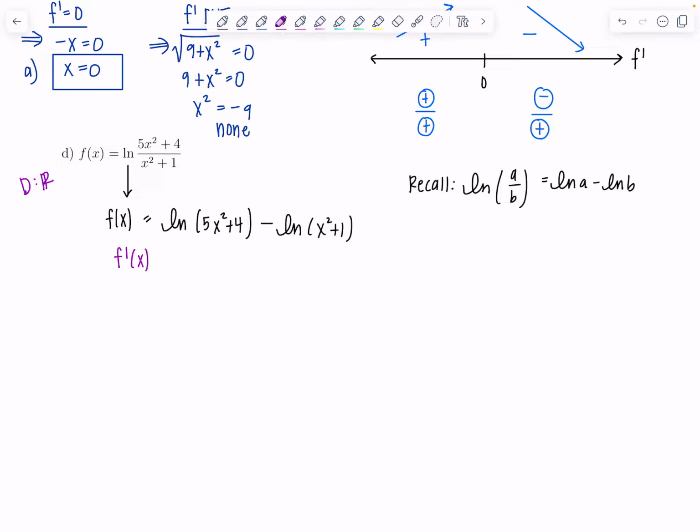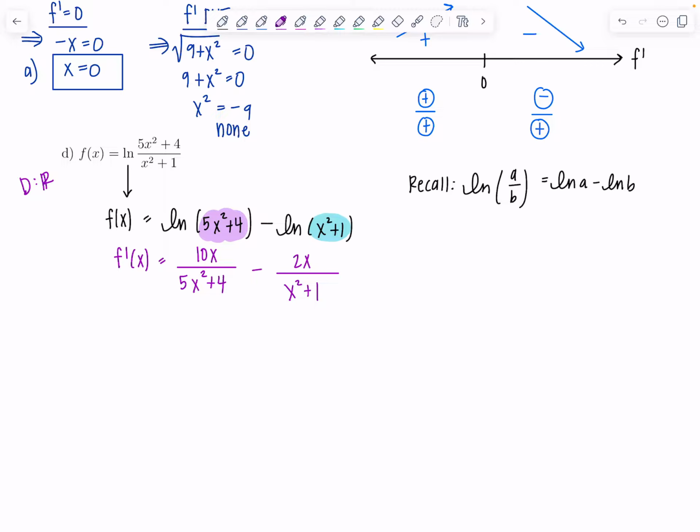So f prime of x is going to be, remember, derivative of ln something is 1 over the something, and then by the chain rule, I have to multiply by the derivative of the something. So I'm just going to jump straight to that. The derivative of 5x squared plus 4 is 10x, and just put that in the numerator right away. Similarly, you could do the same thing on the next one. So put x squared plus 1 in the bottom, and then you know you're going to do the chain rule right now, so then just put 2x in the top. Nice, right?